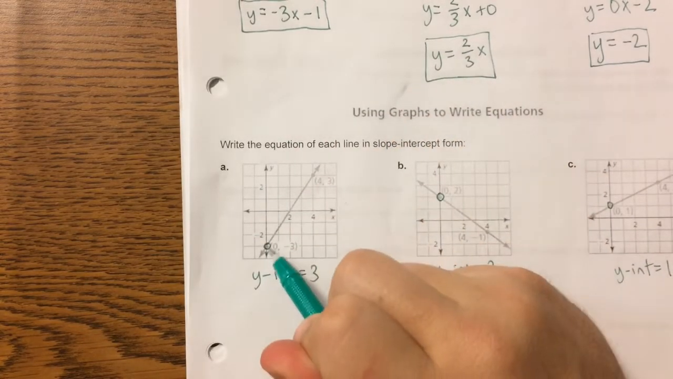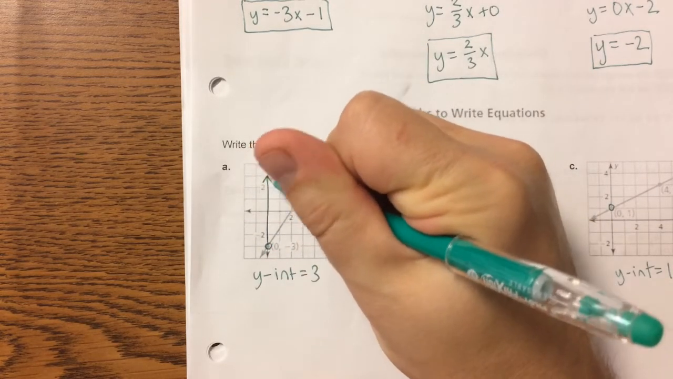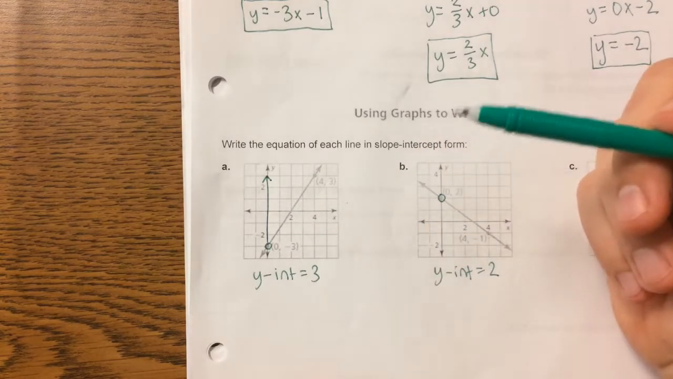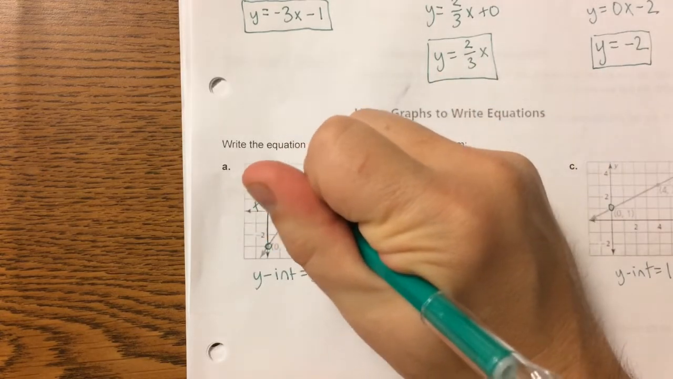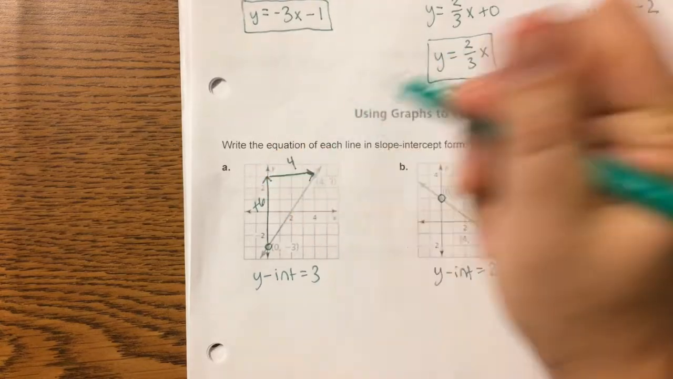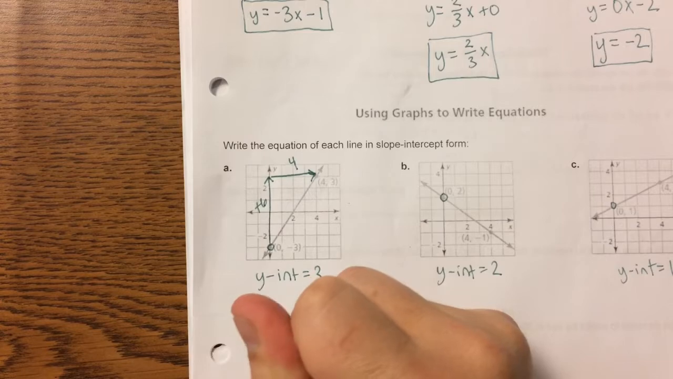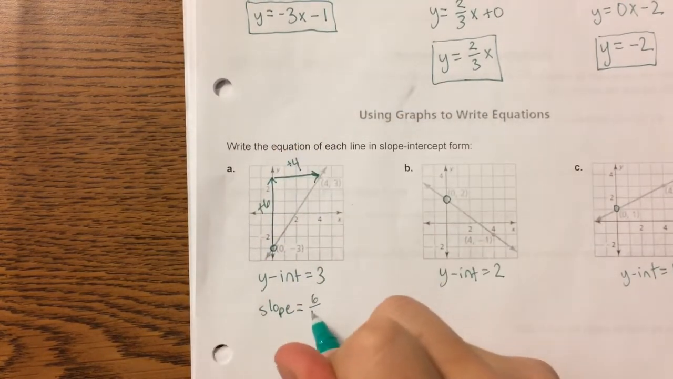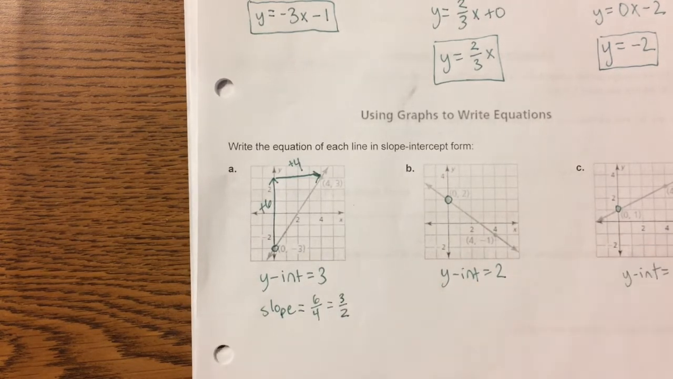So to get from this point to this point, how many units do I need to go up to get from -3 to 3? 6. So plus 6, right? And then if I run to the right, I have 4. So my rise over run will give me my slope, in this case 6 over 4, which reduces to 3 over 2.